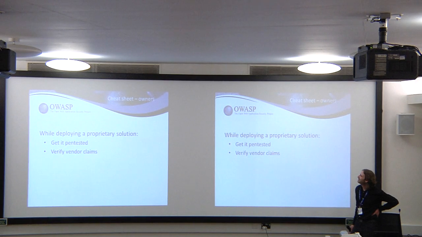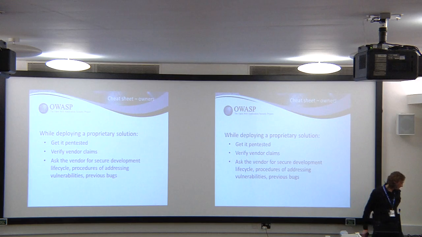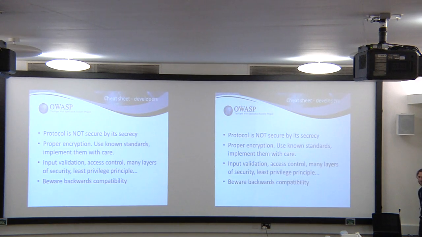Okay, so if you deploy a proprietary network protocol, if you're an owner of such a solution, remember to get it pen tested by a good company to verify the vendor claims. And you have to ask for the secure development lifecycle, how do they handle vulnerabilities, how did they handle any vulnerabilities that existed before, and so on. Look for the CVE lists and so on, the previous bugs.